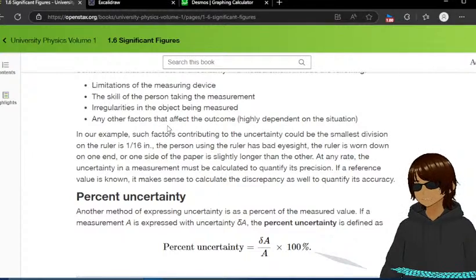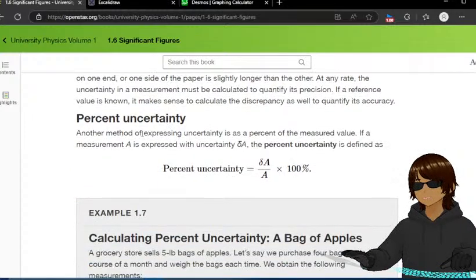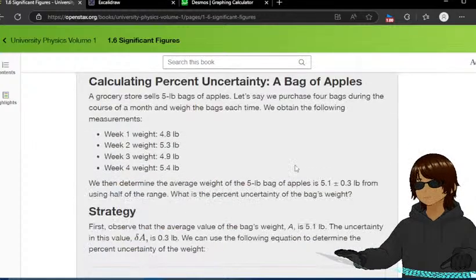At any rate, the uncertainty in a measurement must be calculated to quantify its precision. If a reference value is known, it makes sense to calculate the discrepancy as well to quantify its accuracy. Another method of expressing uncertainty is as a percent of the measured value. If a measurement A is expressed with uncertainty delta A, the percent uncertainty is defined as delta A divided by A, times 100.